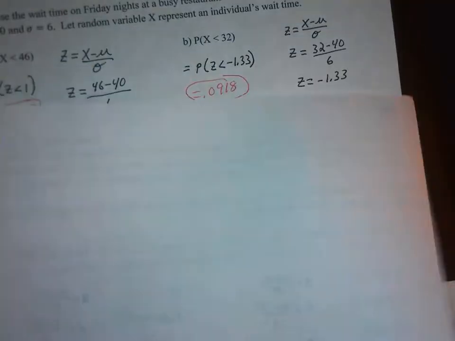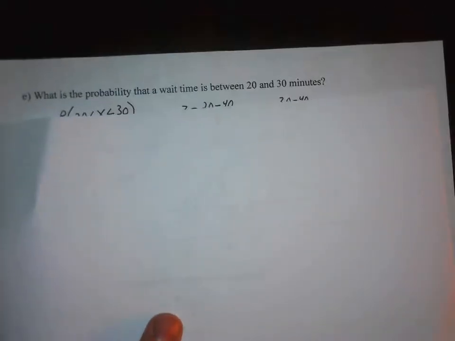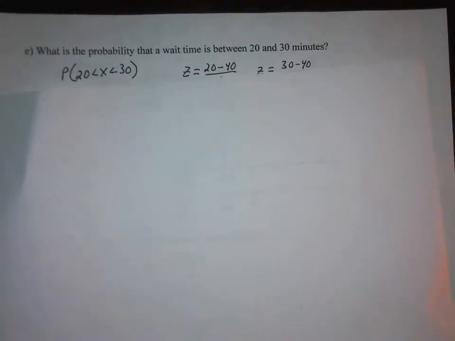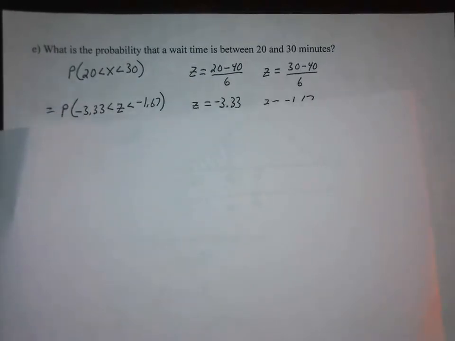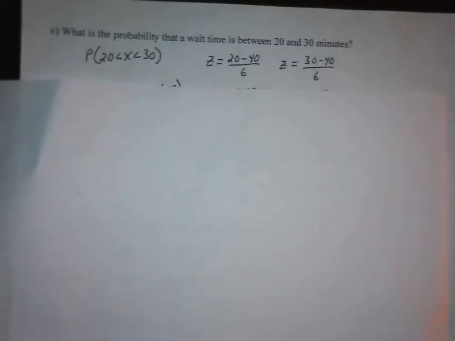Okay, on the second page, here we're looking for the probability that a wait time is between 20 and 30 minutes. So that's the probability that X is between 20 and 30 minutes. So this is just like that last one. You find the z-score of each one. And if you want to take a minute and pause the video, go ahead, but I'm just going to keep on moving along to keep it shorter.